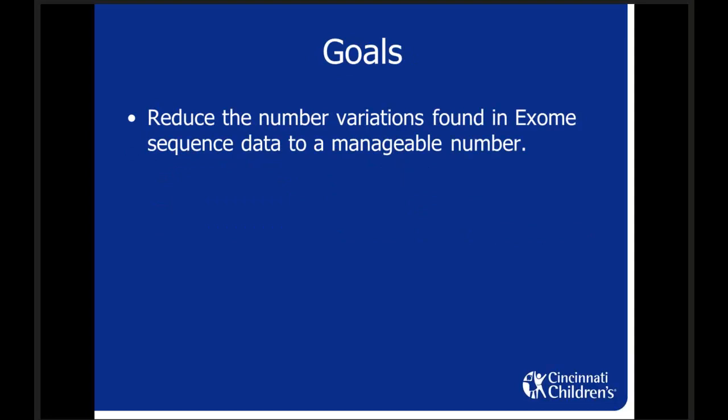today, hopefully what I'll be able to show you, is that we can reduce the number of variations found in the exome to a very manageable number. Normally, when you do whole exome sequencing, you'll find about 50,000 variations in each individual. This corresponds to about 100,000 variations within a trio. And so what we want to do is get down to a very small number of candidates that are likely causing that phenotype.